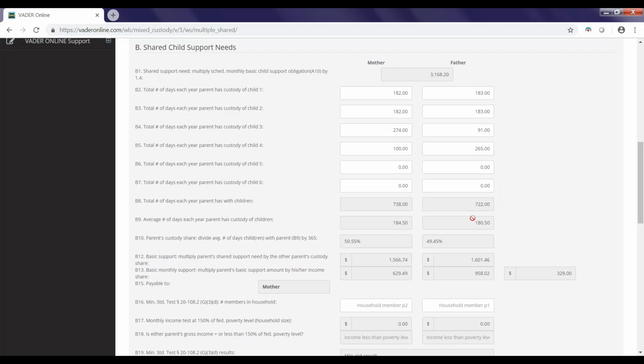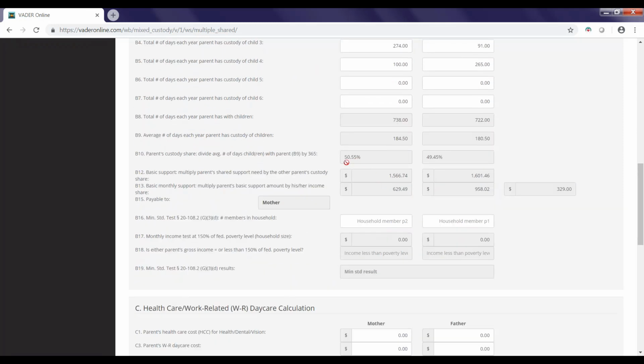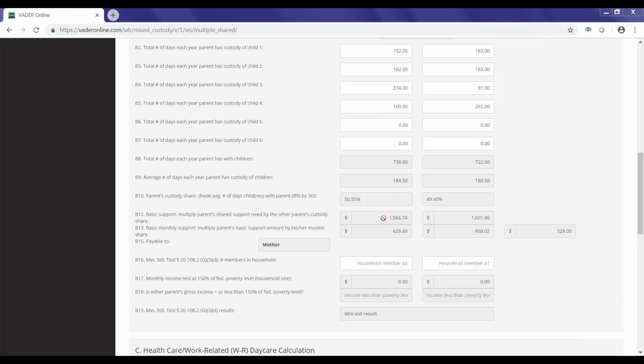We've done the same thing for dad. His average number of days is 180.5, and VADER calculates the percentage share that each party has the children. VADER will give you the support guideline for that scenario. VADER does the math on this for you.